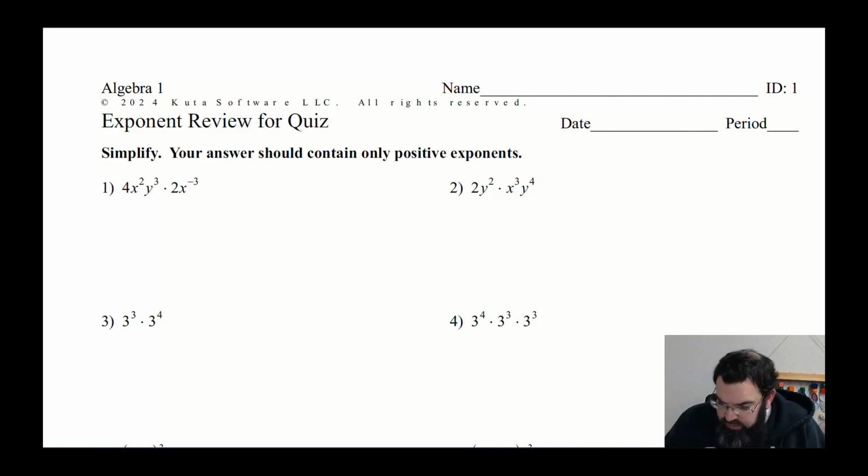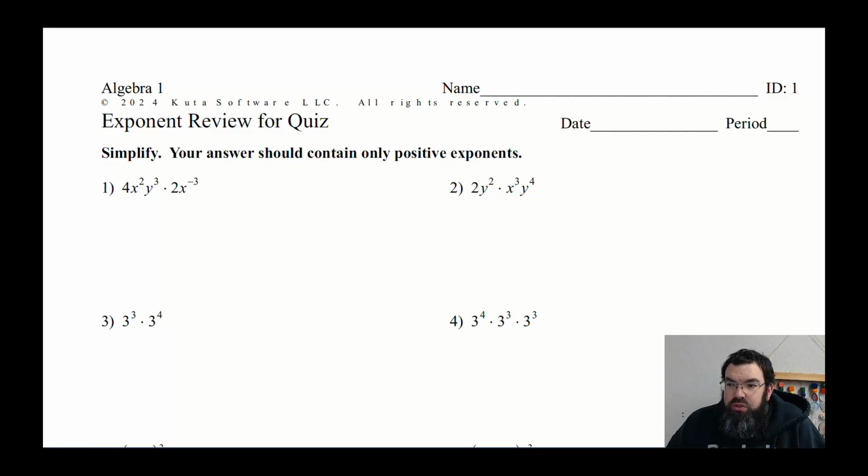All right, this is your review for the quiz that is tomorrow. I am going to go through some of these questions with you so you can understand, and you can come back to this when you need to. I'm not going to do all of them because that defeats the purpose. So I'll do a couple.